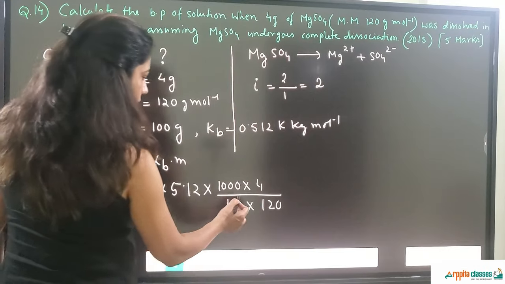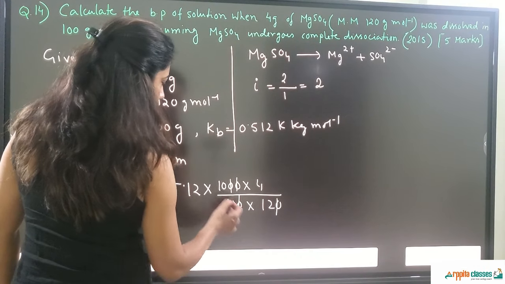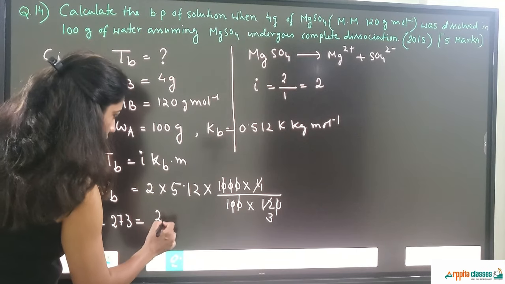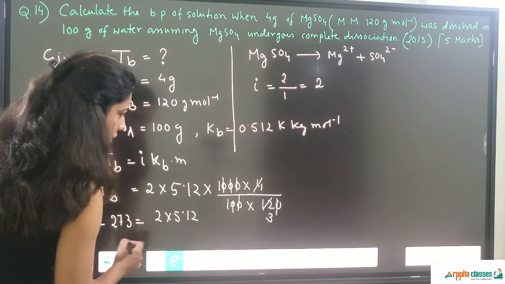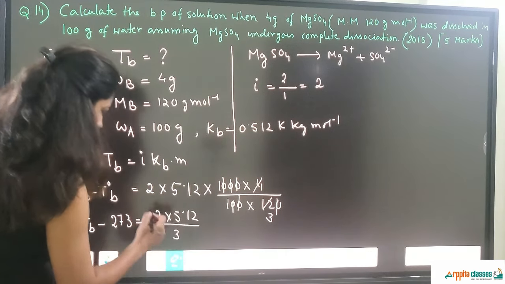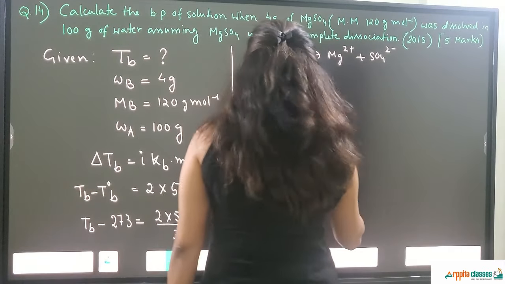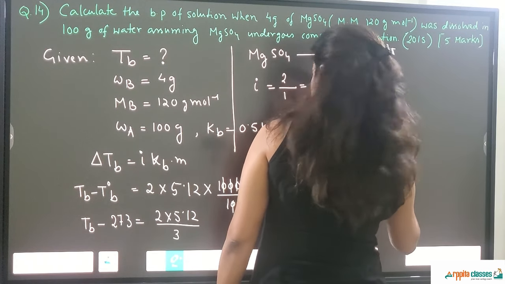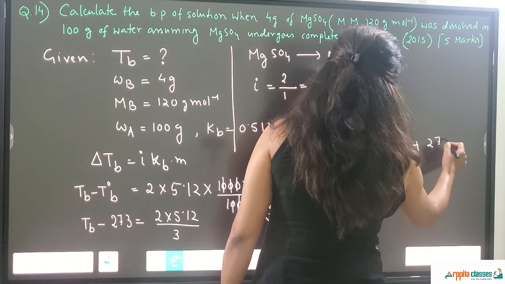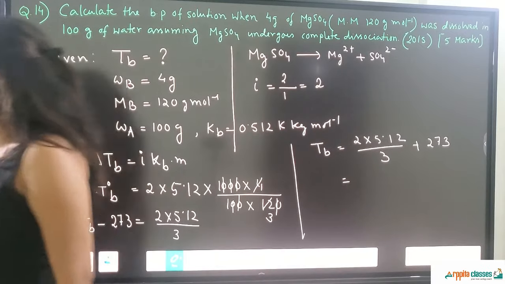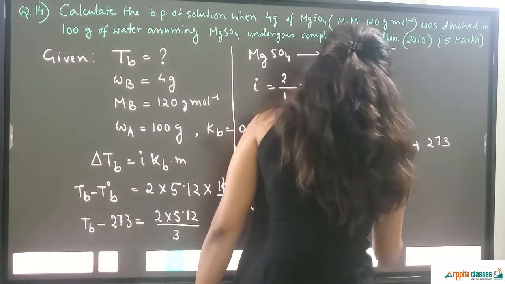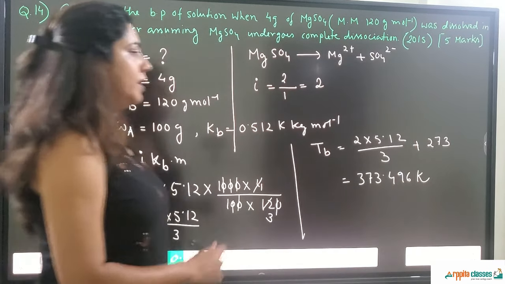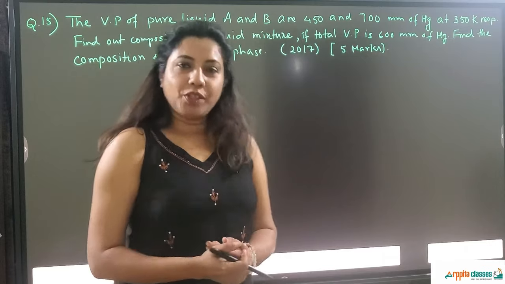From here we can calculate. The zeros cancel, this 0 and this 0 cancel, 4, this is 3, and yeah, so that's it. So 2 into 5.12 divided by 3. So from here TB will be equal to 2 into 5.12 divided by 3 plus 273. So when you calculate this, you get the answer. So it is 373.496 Kelvin. Please do the calculation and get your answer checked. So let's proceed towards the next question.